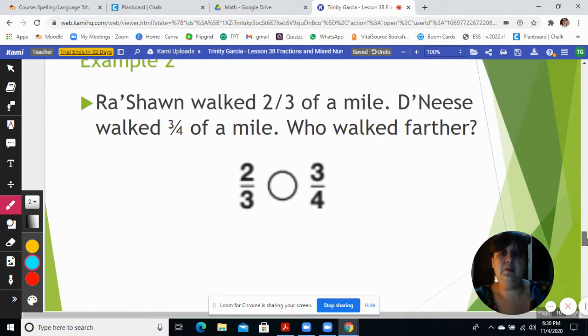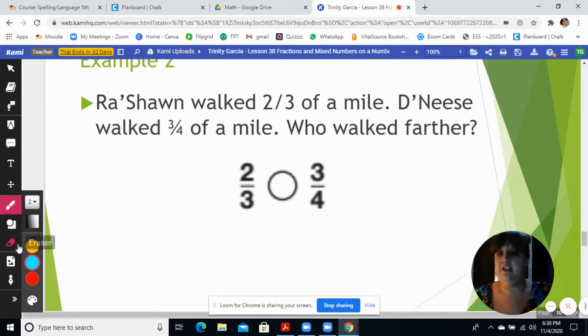Example 2. Rashawn walked 2/3 of a mile. Denise walked 3/4 of a mile. Who walked farther? Well, we need to draw a comparison. We need to decide which one is bigger and which one is smaller. Both 2/3 and 3/4 are greater than what? Both of them are greater than 0. Good. But they are less than 1.